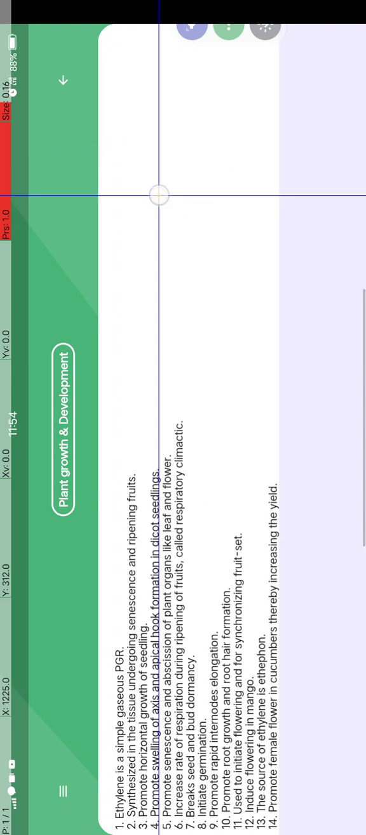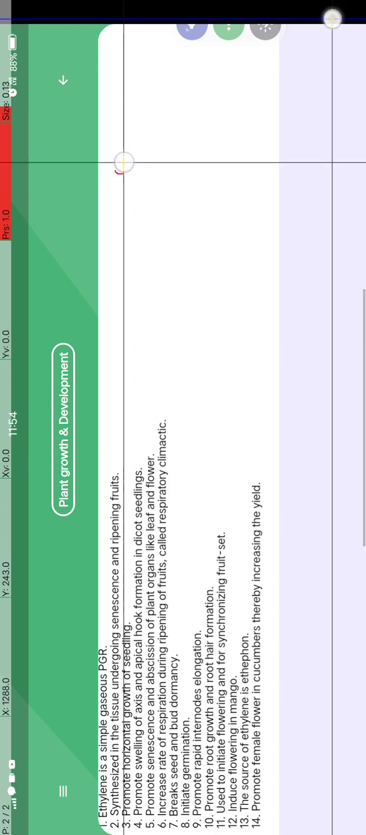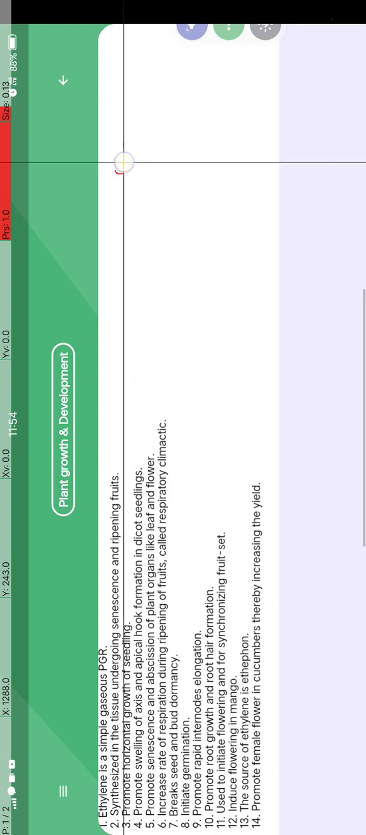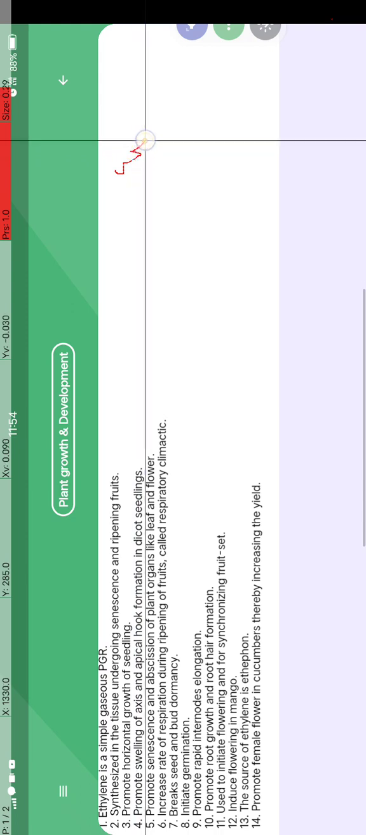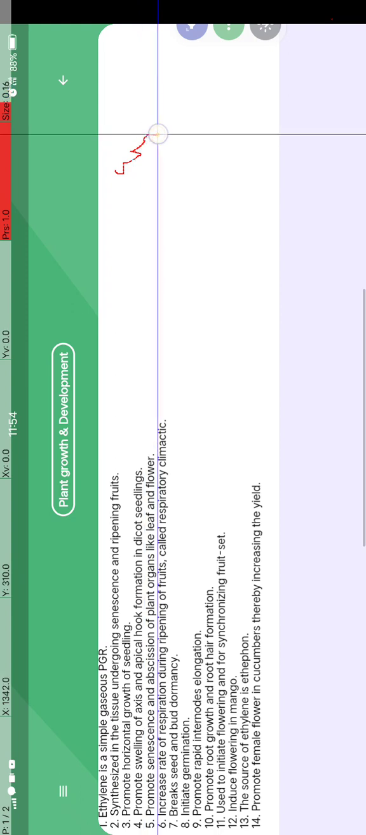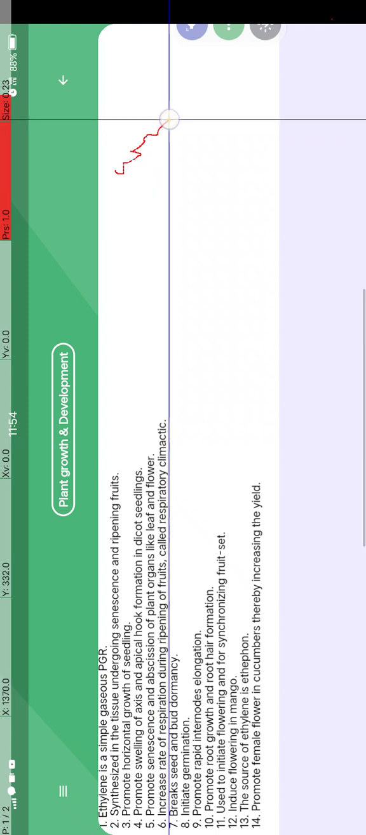Ethylene is a simple gaseous PGR synthesized in tissues undergoing senescence and in ripening fruit. It promotes horizontal growth of seedlings, swelling of the axis, and apical hook formation in dicot seedlings. It promotes senescence and abscission of plant organs like leaves and flowers. It increases the rate of respiration during fruit ripening, called the respiratory climacteric.